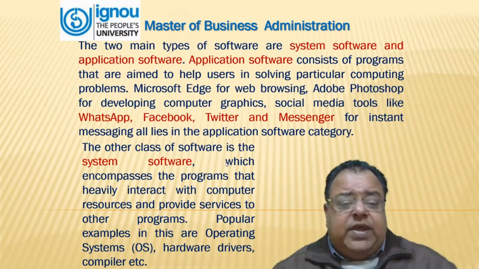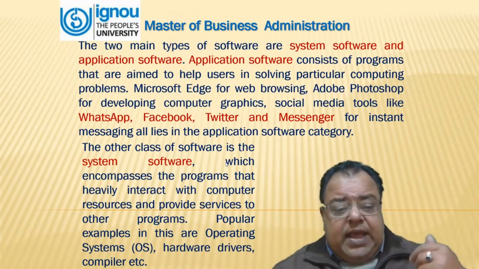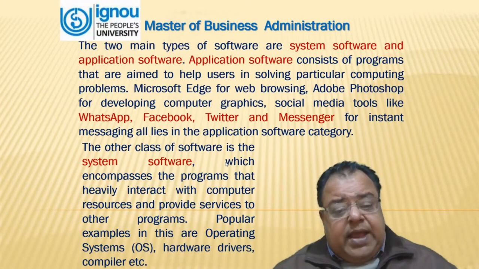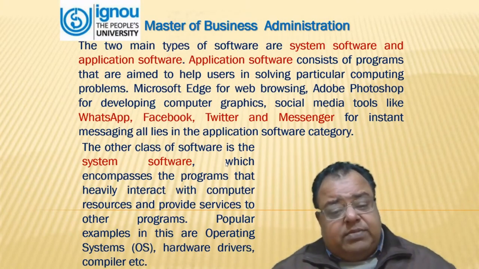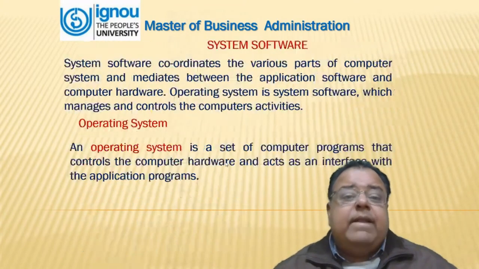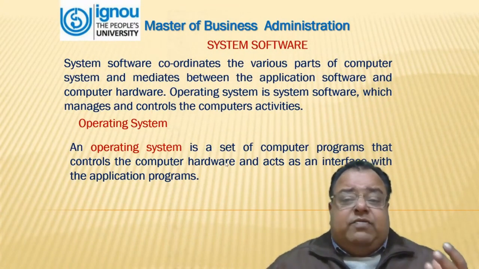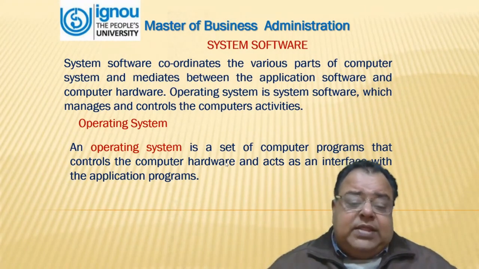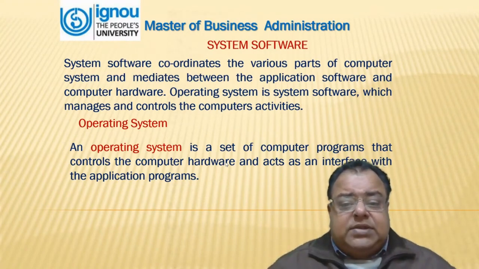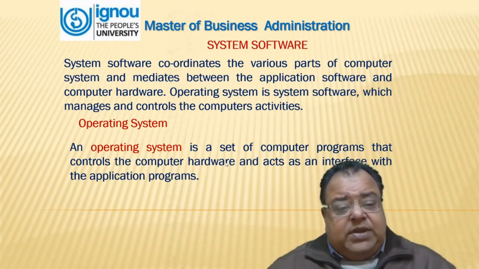The other class of software is the system software, which encompasses the programs that heavily interact with computer resources and provide services to other programs. Popular examples in this are operating systems, hardware drivers, and compilers. System software coordinates the various parts of the computer system and mediates between the application software and the computer hardware. Operating system is system software which manages and controls computer activities.